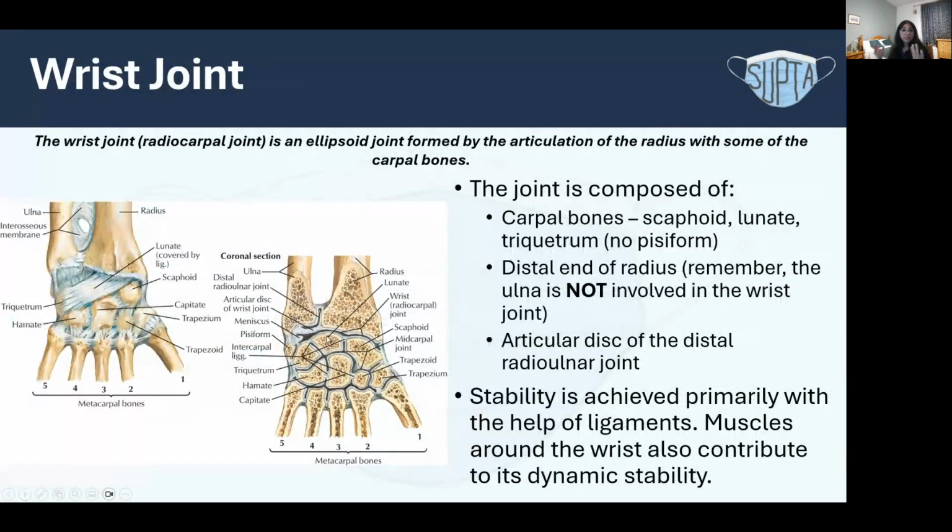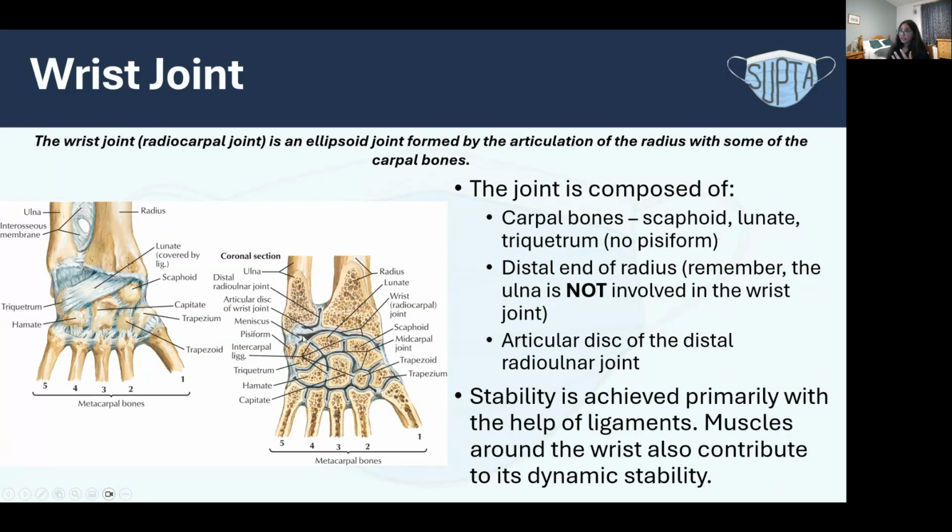Okay, so as I mentioned, the wrist joint. The wrist joint is an ellipsoid joint which is formed by the articulation of the radius with some of the carpal bones. Why did I not say ulna? Because the radius and ulna are always together. The ulna is not involved in the wrist joint. Okay, the carpal bones articulate with the radius.